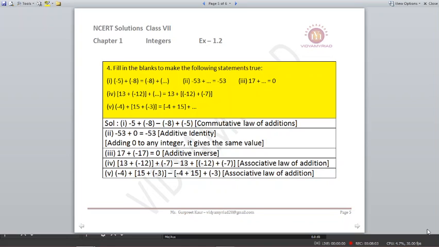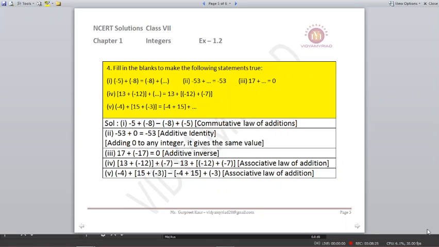Fourth part, 13 plus -12 plus dash is equal to 13 plus 12 minus 7. In this case you have 3 numbers on the left hand side and right hand side. If you compare, -7 is missing. So -7 will be your answer as per the associative law of addition.